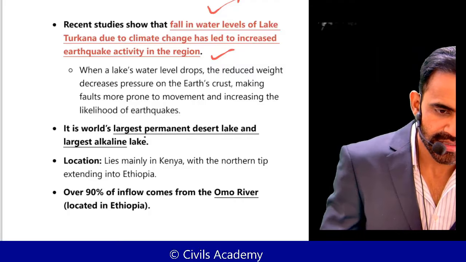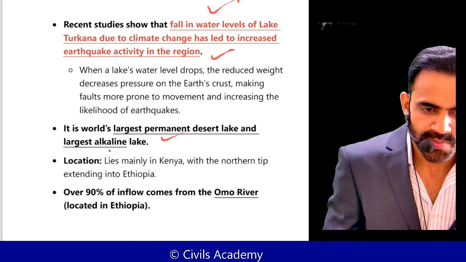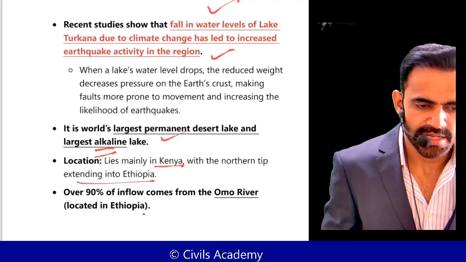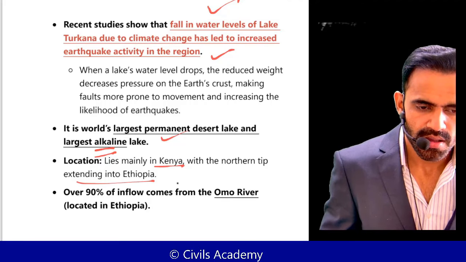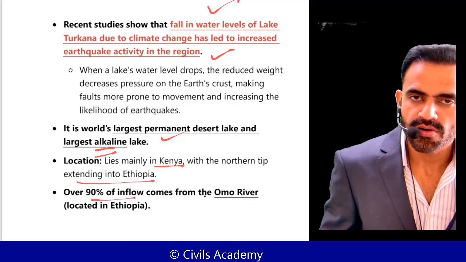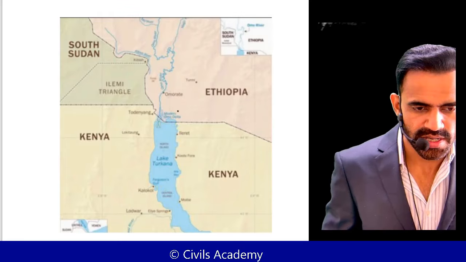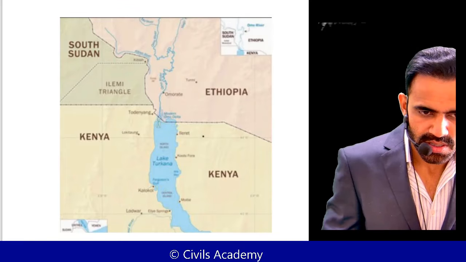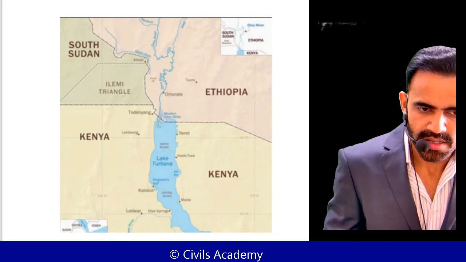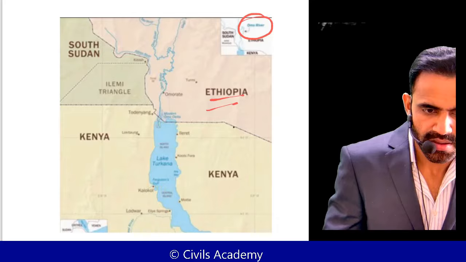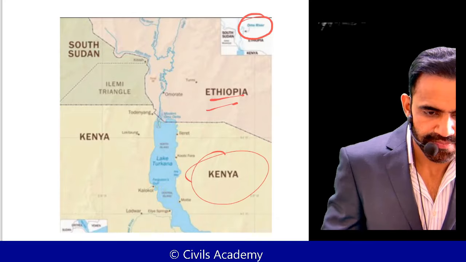It is the world's largest permanent desert lake and largest alkaline lake. It is situated in Kenya, and the northern tip extends into Ethiopia. Roughly 90% of the water in this lake comes from the Omo River, which is situated in Ethiopia. Let's have a look at the geographical location of this one. This is Ethiopia, and this is the Omo River. This is Kenya, and this is Lake Turkana.